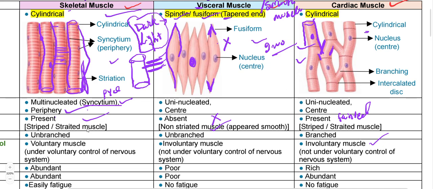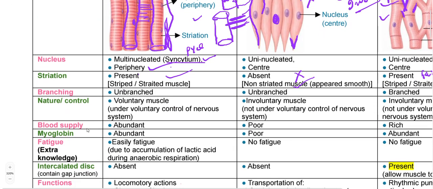Now when we talk about blood supply, an abundant amount of blood supply is present in the skeletal muscle, and the richest is present in the heart. Then myoglobin, that is the oxygen carrying pigment, is abundant in skeletal muscle, less in cardiac muscle, and least in smooth muscle. Then fatigue. Morning first period you are writing, second period writing, third period writing, fourth period too. I'll say keep on writing, do not stop. You'll say, ma'am, how much are we supposed to write? We are tired. So actually it's not you who is tired. Who is tired? Your skeletal muscle.